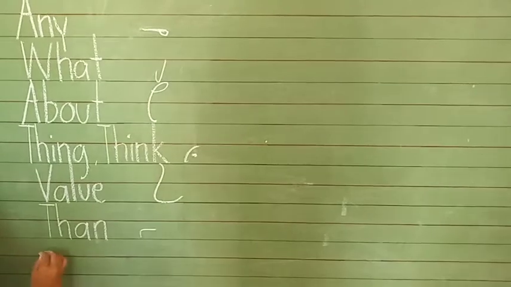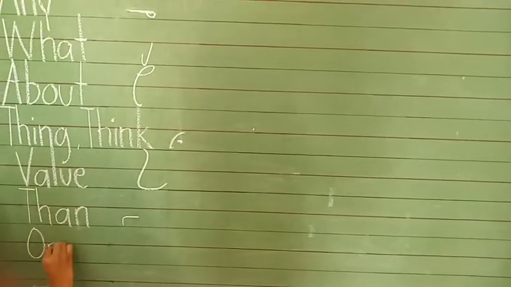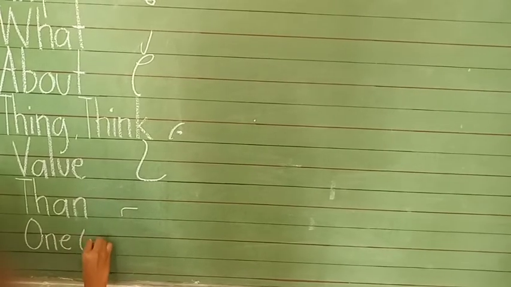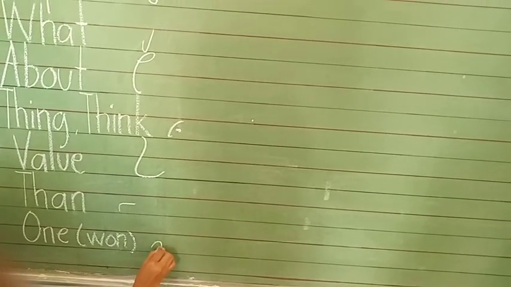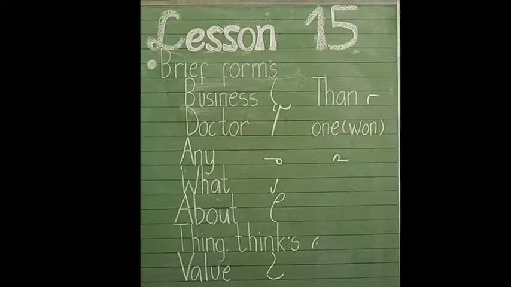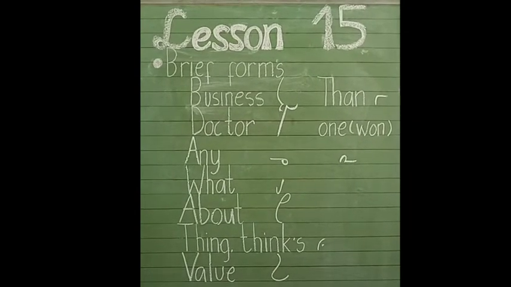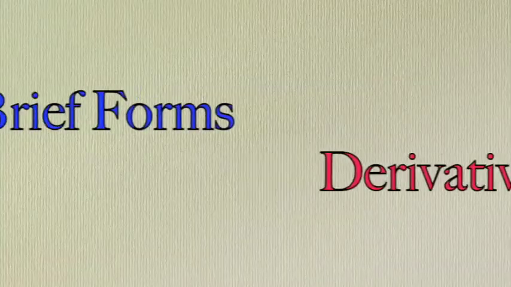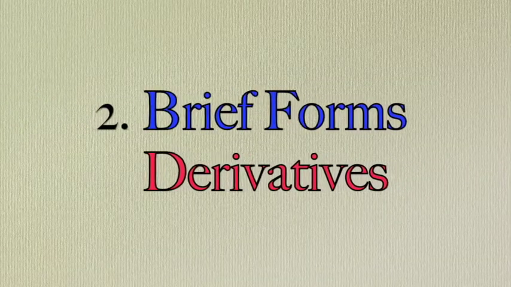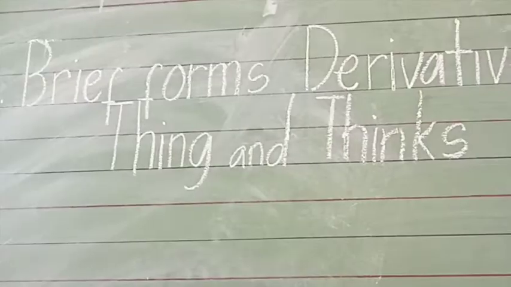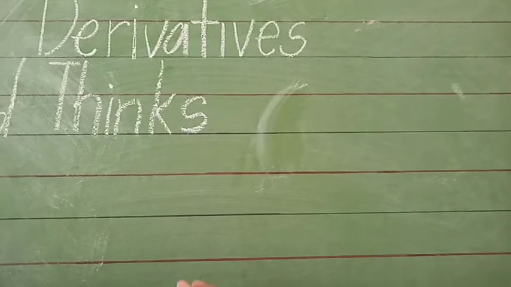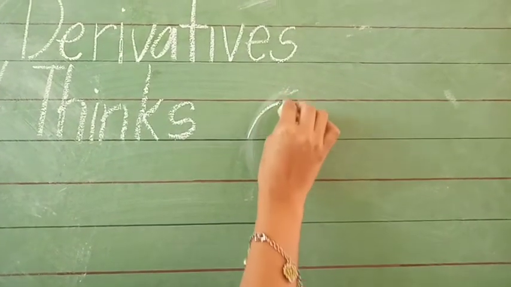Next is one or won, is represented by OO and N. These are, under principle number 1, the 9 brief forms. Under principle number 2, brief forms derivatives. Example, things and thinks are over ith with left s.